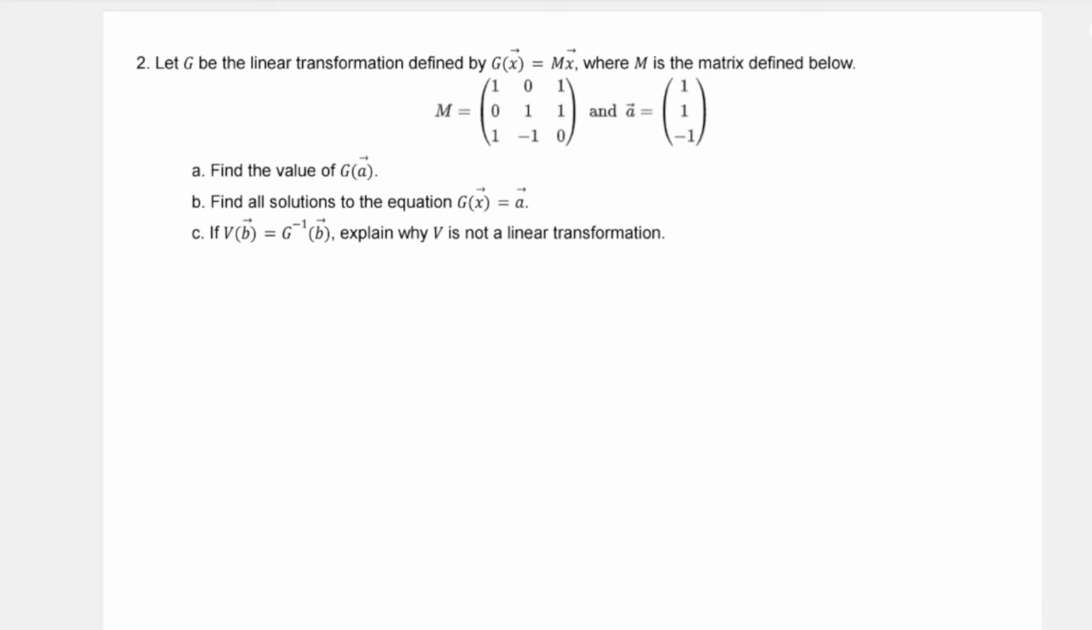All right, number 2: g of x is the linear transformation defined by g of x equals Mx, and M is a 3x3 matrix in this case, so it's going to take in 3-dimensional vectors and give back 3-dimensional vectors. Okay, we're going to first find the value of g of a.